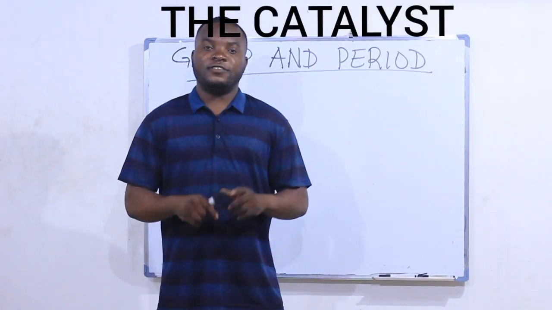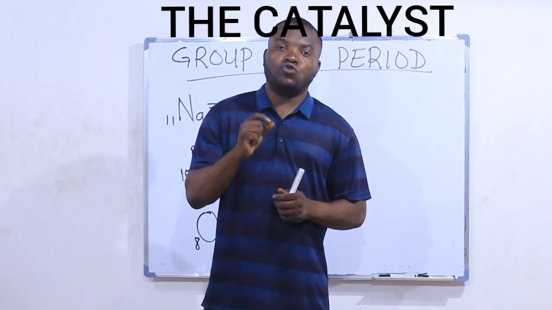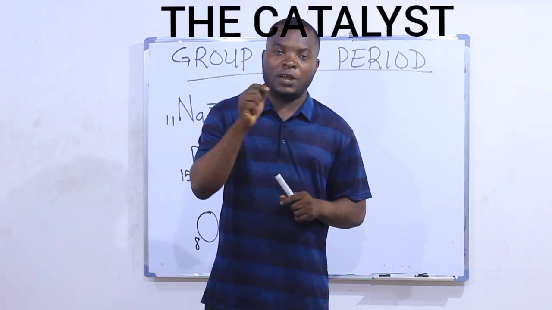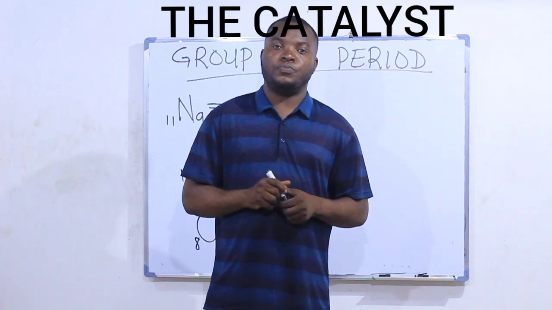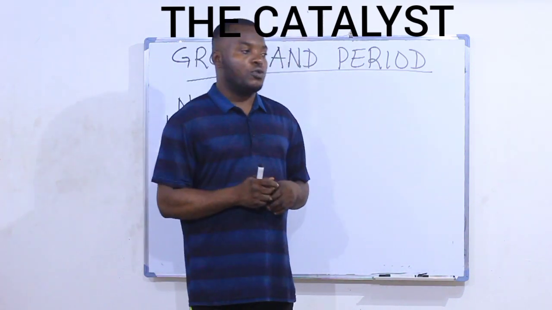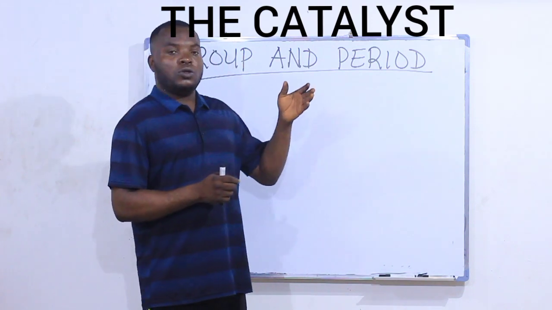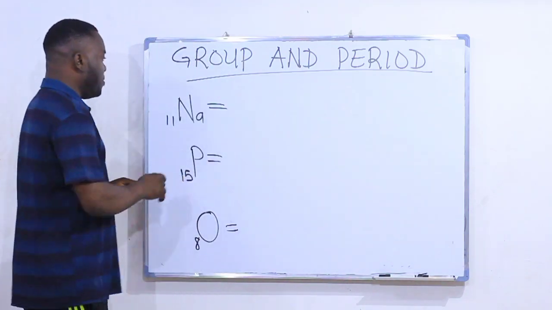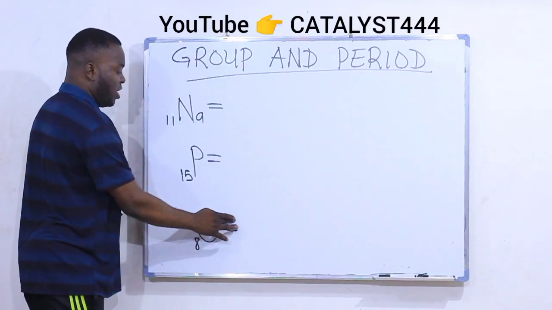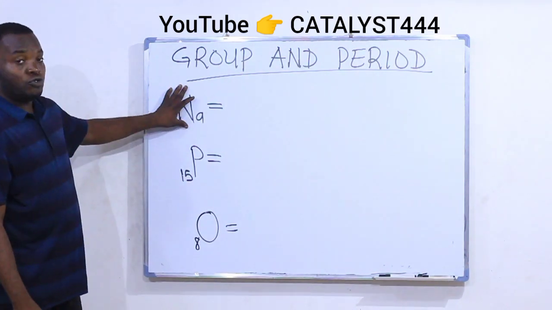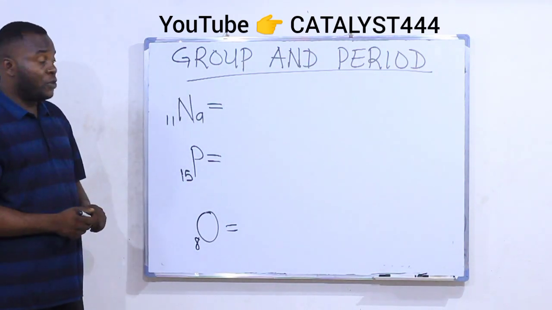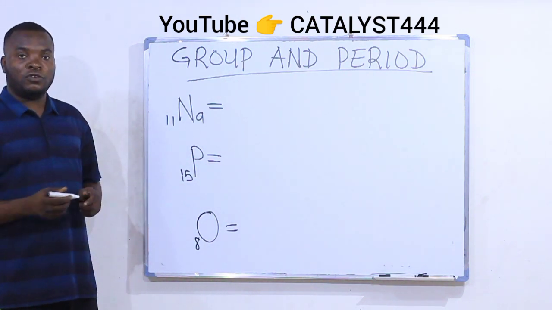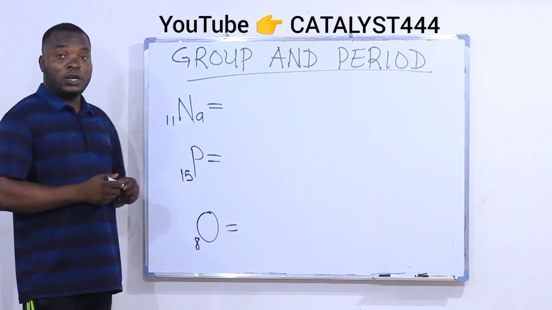Okay, in this section, we are going to learn how to use the electronic configuration of an element to determine the group and period such element belongs to in the periodic table. Let's take this question that says, determine the group and period for the following elements. Here we have sodium, phosphorus, and oxygen. So let's use their electronic configuration to determine their groups and periods.